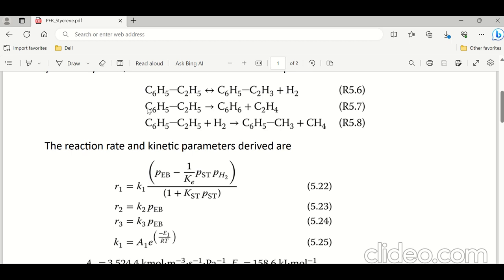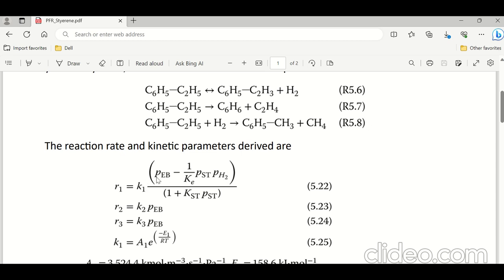So these are the rate equations of these reactions, and R1 is the rate equation of this catalytic dehydrogenation reaction. This is K1 PEB. K1 is the reaction constant. PEB is the partial pressure of ethyl benzene, minus 1 over Ke PST PH2. Ke is the equilibrium constant. PST is the partial pressure of styrene, and PH2 is the partial pressure of hydrogen.